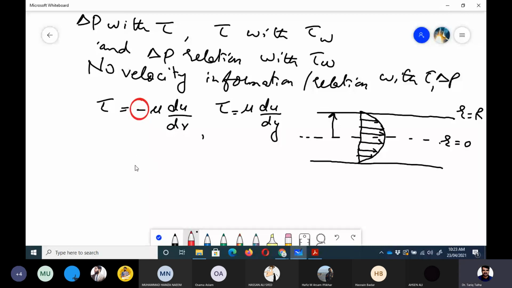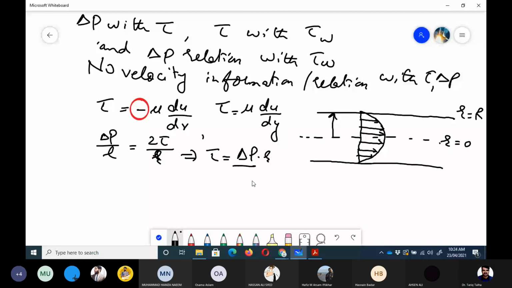So we know this relation, and we also know the relation delta p upon L is equal to 2 tau upon R. From here we can get the value of tau. Tau would be equal to delta P into R divided by 2. So this is the value of tau.